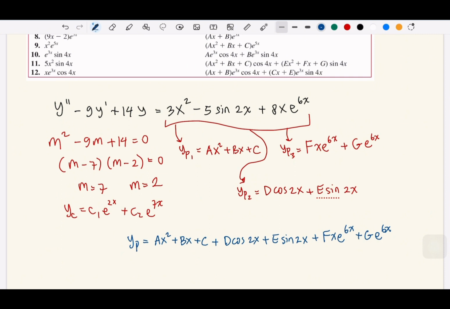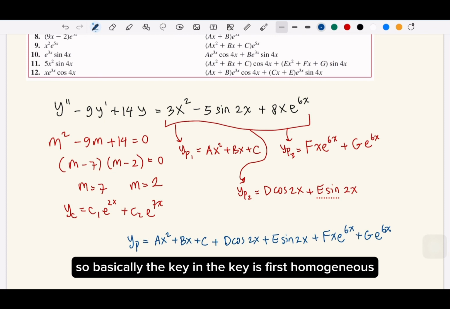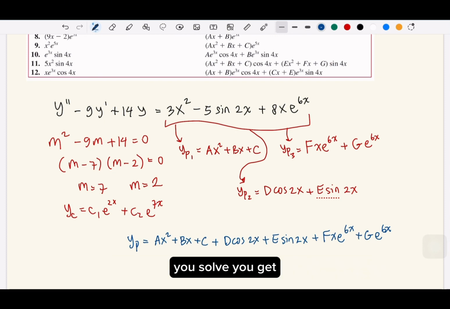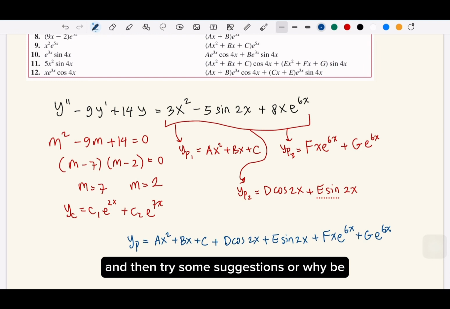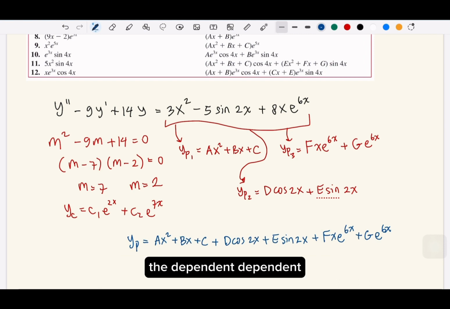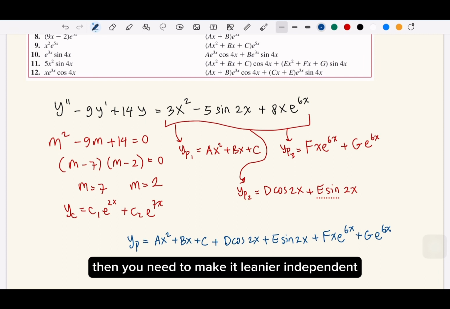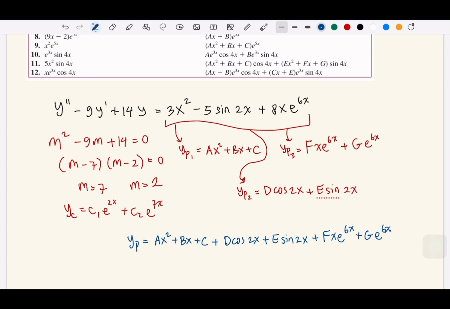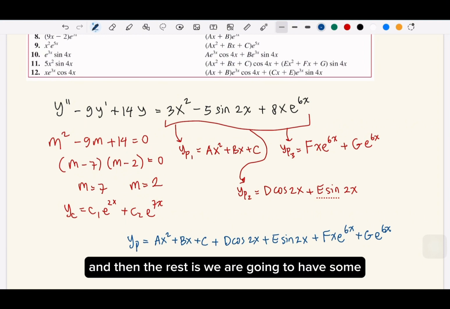So basically the key is, first, you solve the homogeneous, and then try some suggestions for yp. And remember, the yp needs to be linearly independent from the yc. So if you find it is the same, or dependent, then you need to make it linearly independent. And then the rest is that we need some good algebra skills to solve for the coefficients.